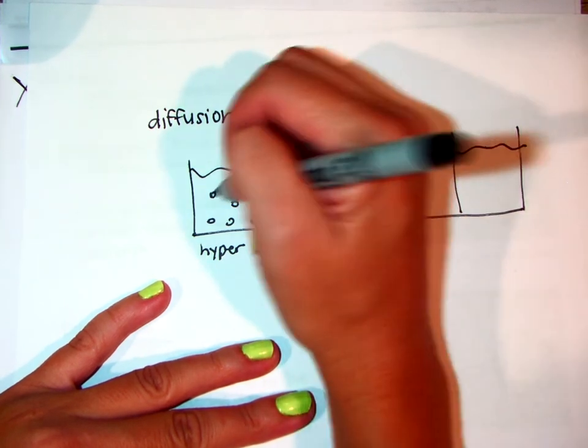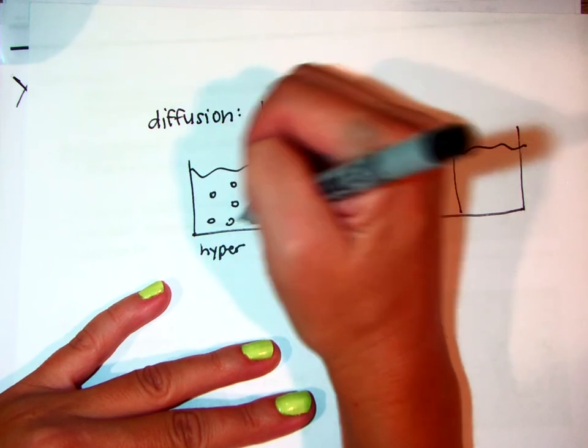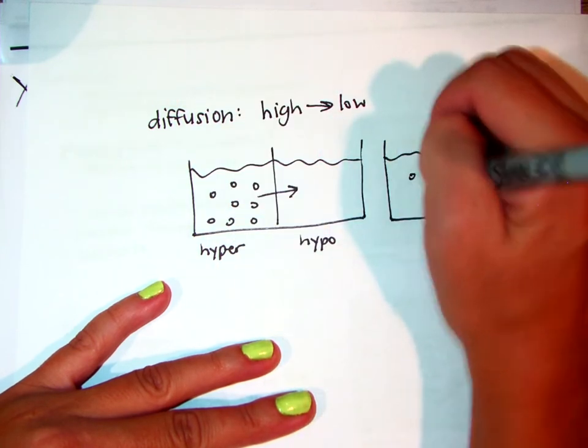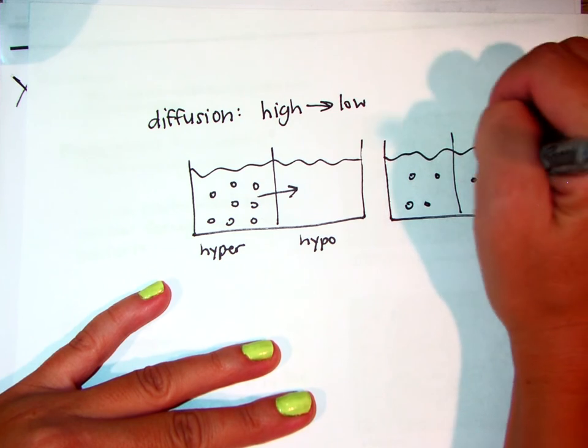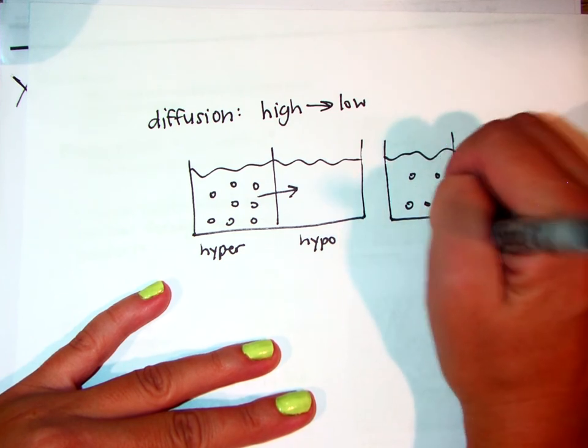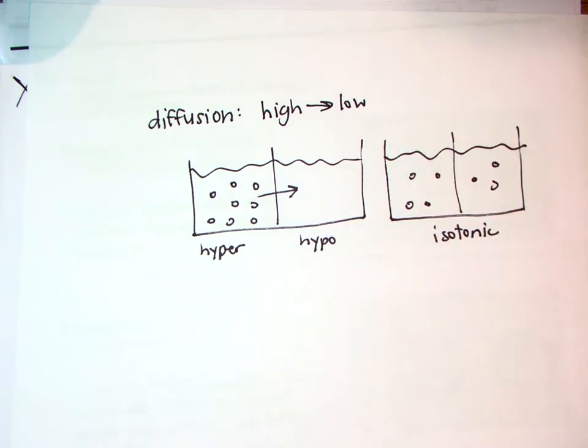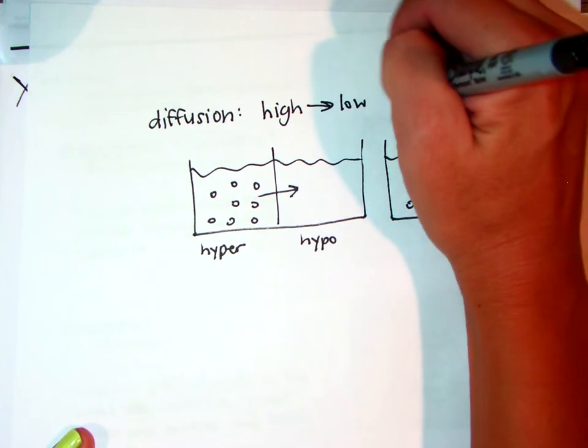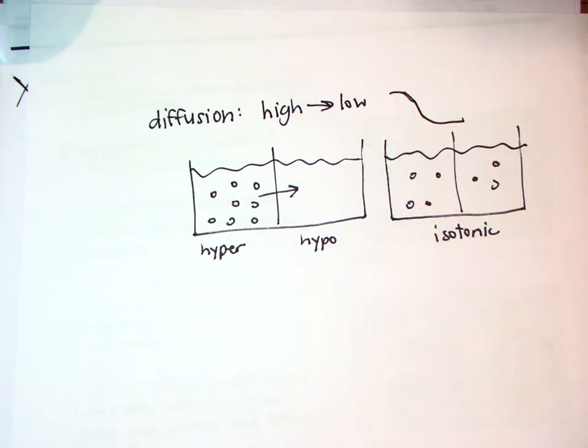How many do I have? 1, 2, 3, 4, 5, 6, 7, 8. And eventually we would end up with isotonic solutions on both sides. Alright, so think of all things wanting to be equal in diffusion. From high to low, it doesn't require input of energy because it's like going down the slide from high to low. And the solutes will tend to equal out.